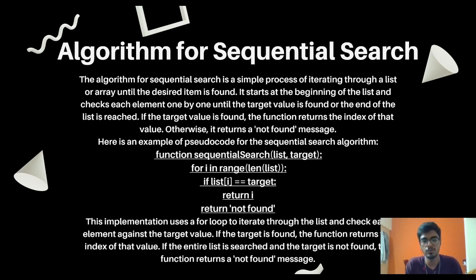Here is an example of pseudocode for the sequential search algorithm. Function sequential_search(list, target): for i in range(length(list)): if list[i] is equal to target, return i; else return not found. This code is written in Python. This implementation uses a for loop to iterate through the list and check each element against the target value. If the target is found, the function returns the index of that value. If the entire list is searched and the target is not found, the function returns not found as a message.